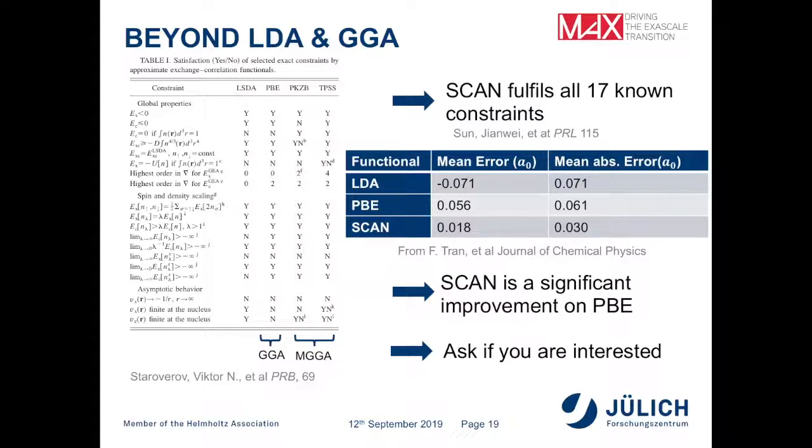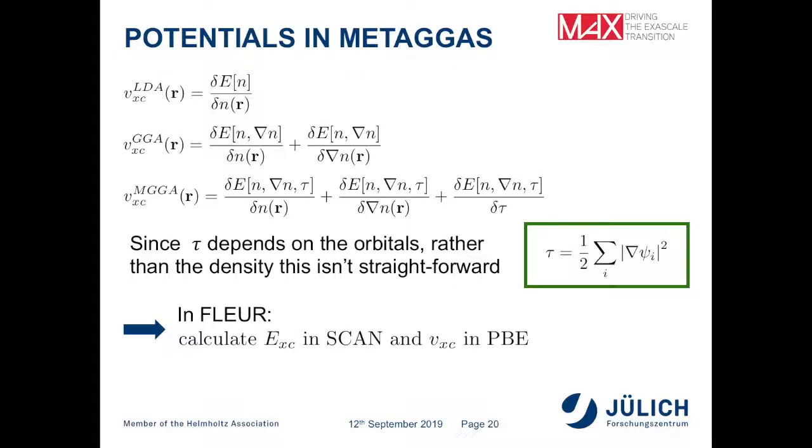As nice as these meta GGAs seem, they do have a disadvantage. If you want to calculate the exchange correlation potential, you just take the derivative of the energy with respect to the density. And if you go to the GGA, you have an additional term because it depends on the gradient. You also take the derivative with respect to the gradient. For the meta GGA, you also get one additional term, but this term isn't as trivial because the kinetic energy density actually depends on the orbitals rather than the density. And so it's not straightforward to apply this.